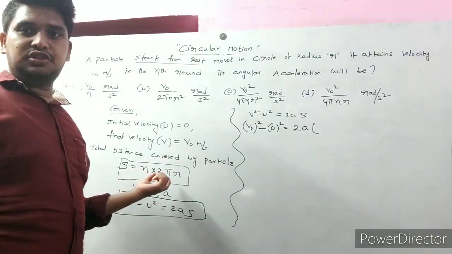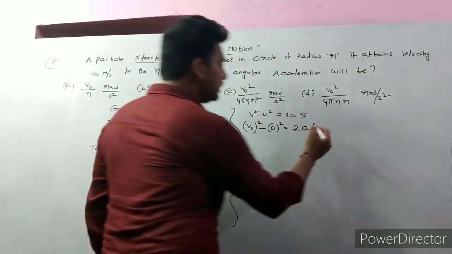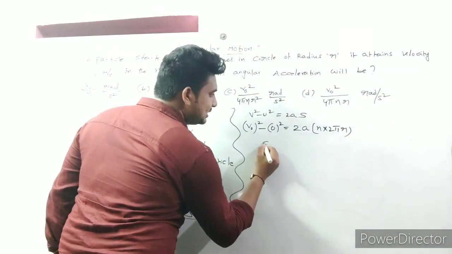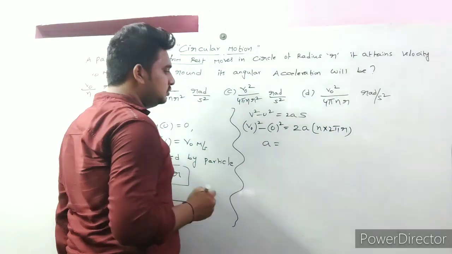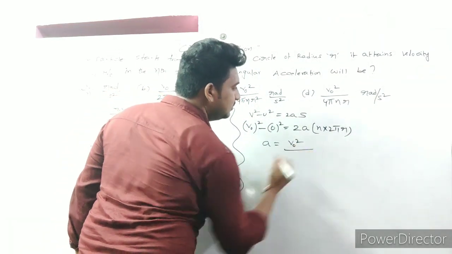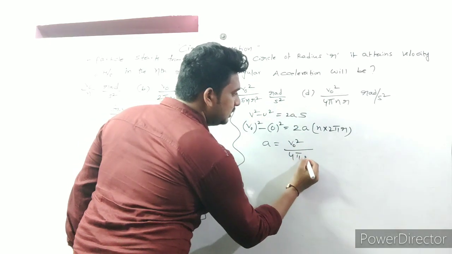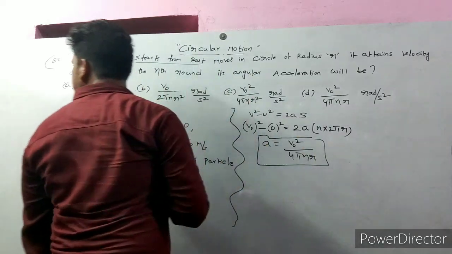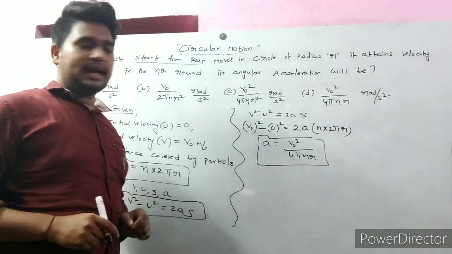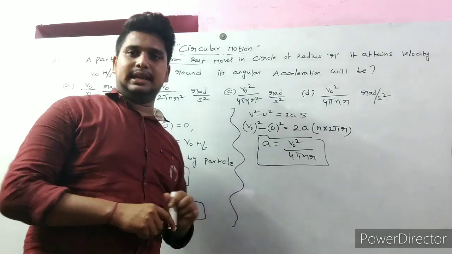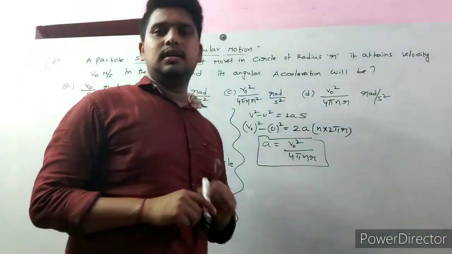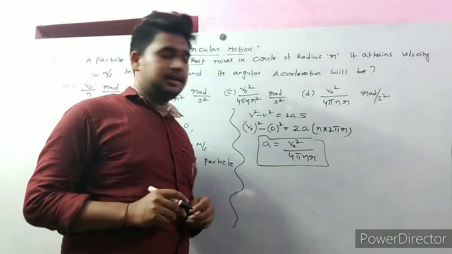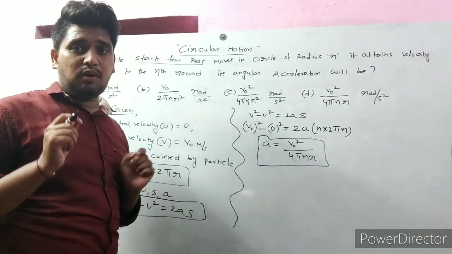That is n into 2 pi r. Right. So from this it is easy to find a. a is equal to v naught squared by 4 pi n r. So this is the acceleration. Acceleration is equal to v naught squared by 4 pi n r. So we got the acceleration. What do we want here now?